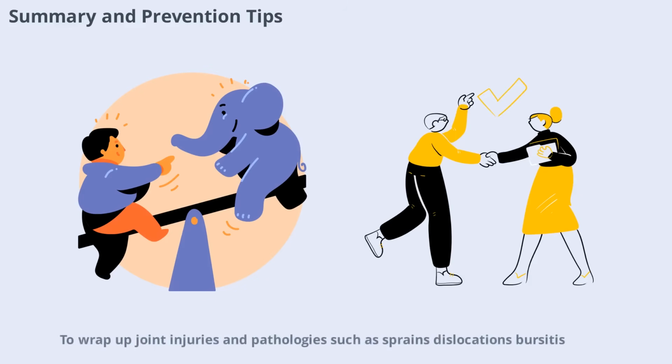Wrap up: joint injuries and pathologies such as sprains, dislocations, bursitis, arthritis, and osteoarthritis are common but manageable with the right knowledge and care. Prevention starts with understanding risk factors, practicing safe movement techniques, and responding promptly to symptoms. Regular exercise, proper warm-up routines, and listening to your body are essential steps in maintaining joint health. By staying informed and proactive, you can protect your joints and enjoy a more active, pain-free life.